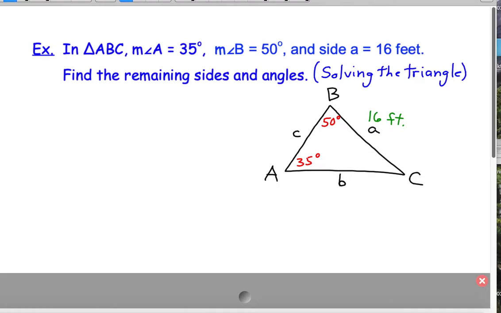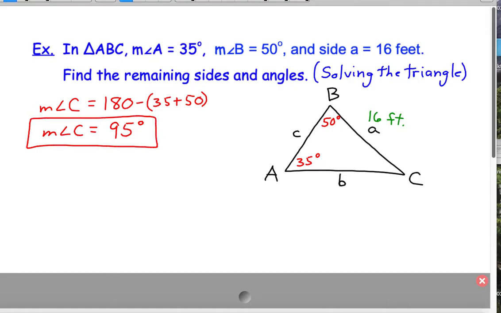Well, what do we want to do first? If they give you 2 of the 3 angles, it's really easy to find the third angle. So the measure of angle C will be 180 minus the 2 angles that we have, 35 plus 50. And so the measure of angle C is equal to 180 minus 85, so that's 95 degrees. All the angles add up to 180 in a triangle. All right, so now we have all the angles. Let me fill that in in a different color.